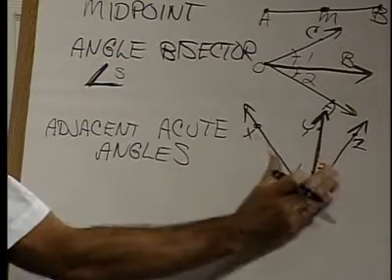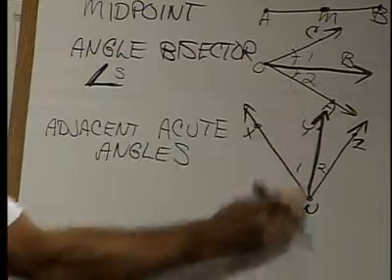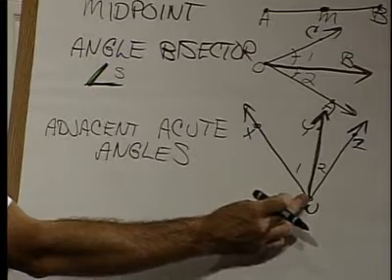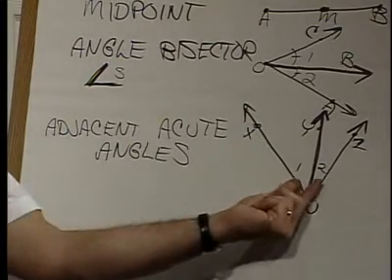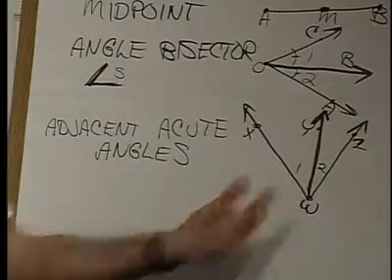Again, adjacent acute angles. They are adjacent, they are next to each other, they share a common side coming from the same original starting point, the vertex, and they are acute, which means they're each less than a 90-degree measurement.